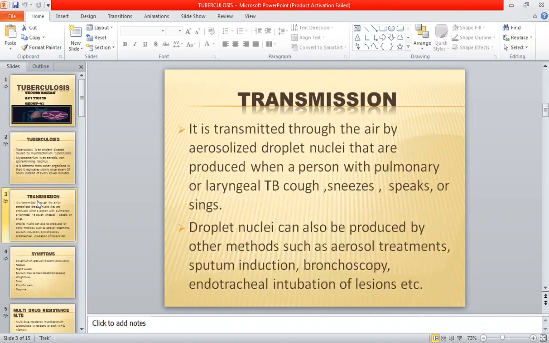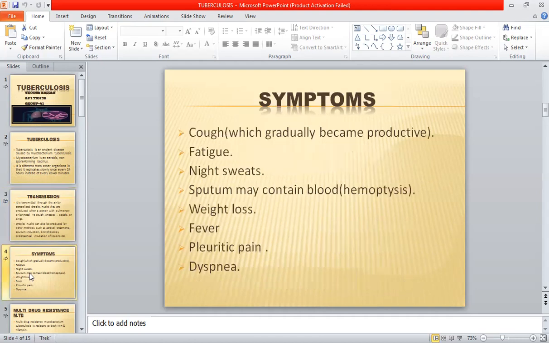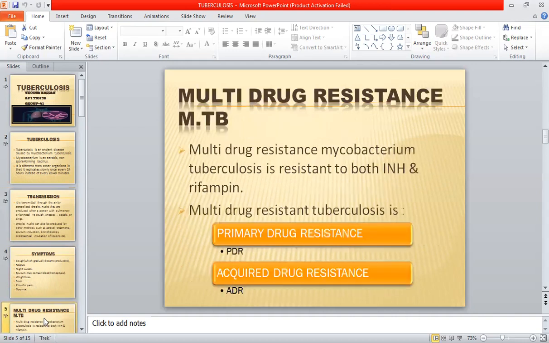Transmission of tuberculosis: It can be transmitted by airborne droplets when a person infected by tuberculosis coughs, sneezes, speaks, or sings. Symptoms of tuberculosis are cough, fatigue, night sweats, weight loss, sputum that may contain blood, fever, palsy. Tuberculosis may be multi-drug resistant.